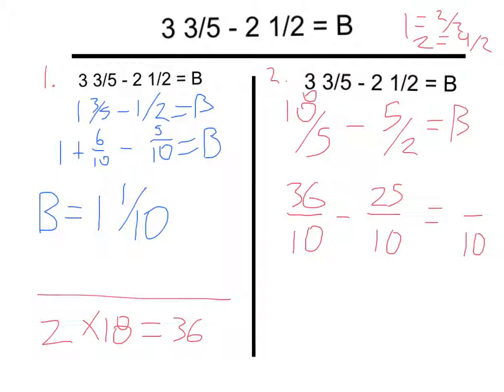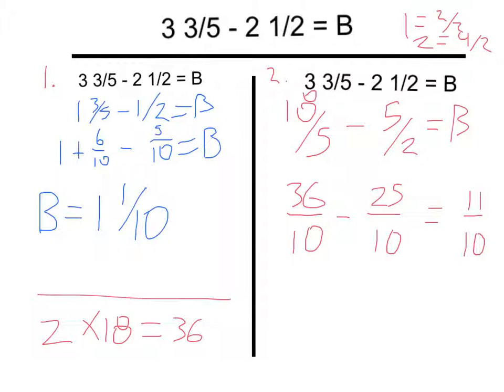Now I see that I just need to take away 36 from 25. And if I do the math, I'll see that that equals 11/10. Now I'm not stopping here, and you know why? Because this is an improper fraction. I don't want to leave this like this. I want to make sure it makes sense and is a mixed number.